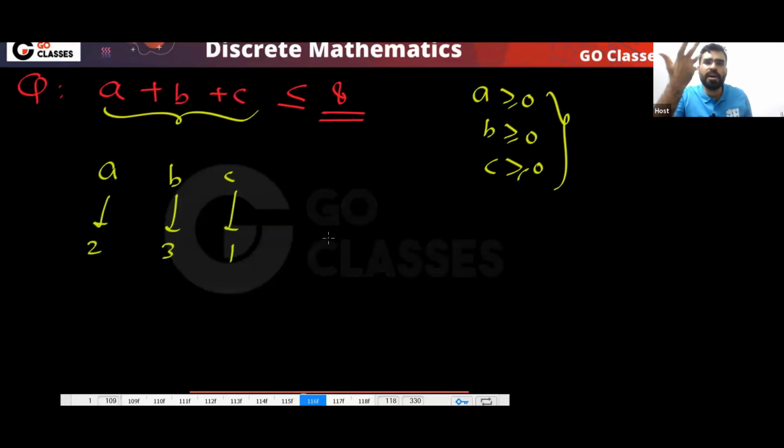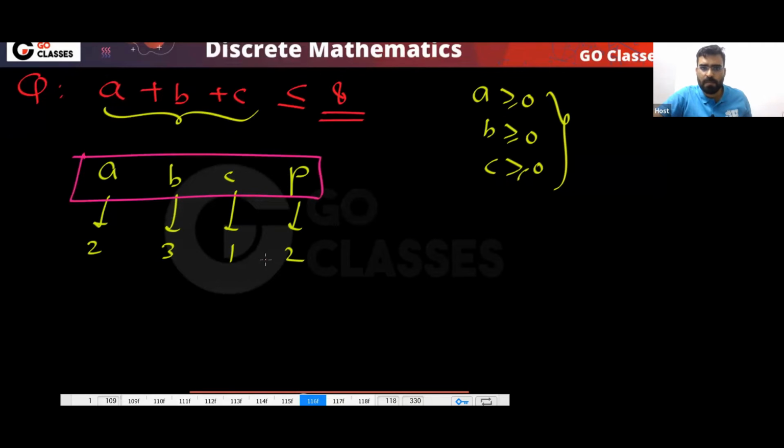where are the remaining chocolates? In the pocket of Santa, you have the remaining chocolates. Yes or no? So very simple. What will be the answer? Basically, you have a total of 4 variables. You can make 4 variables. This is the pocket of Santa.